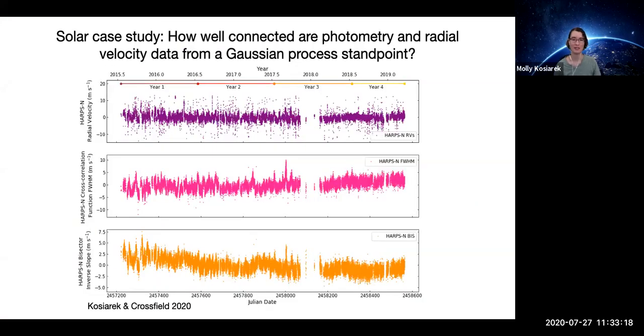So the HARPS-North team has been collecting radial velocity measurements of the sun for the last few years. The top panel here is the same data that I showed at the very beginning of the talk, motivating characterizing stellar activity in order to detect Earth-sized signals. The middle and bottom panels show two measurements that can be used as activity indicators. The middle one is the cross-correlation function full width at half maximum in pink, and the bottom is the bisector inverse slope in orange.